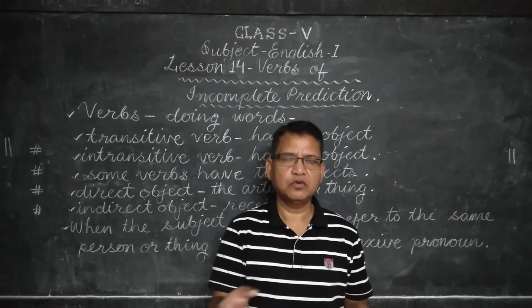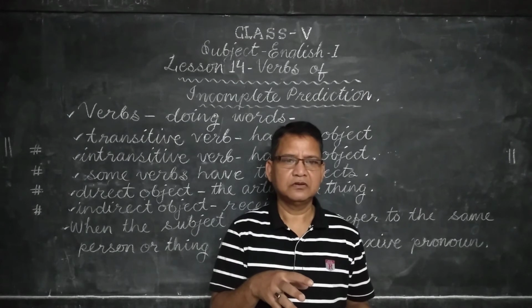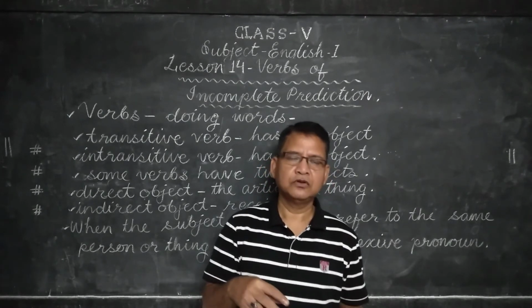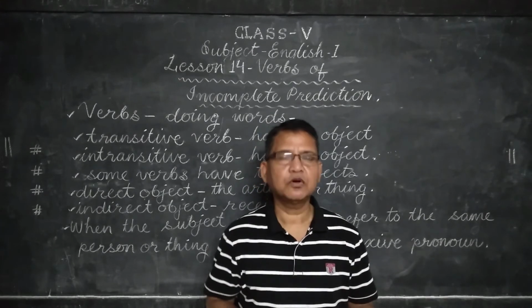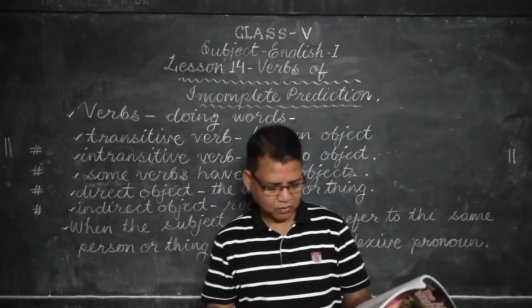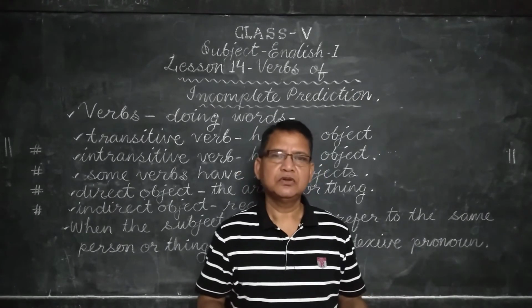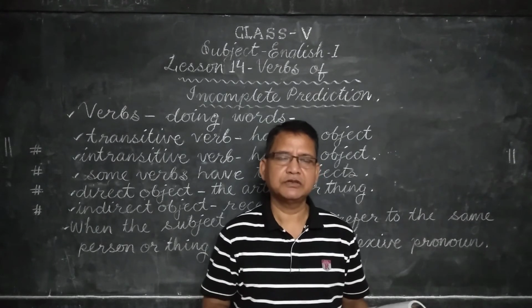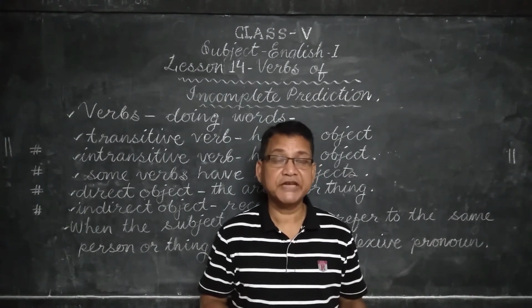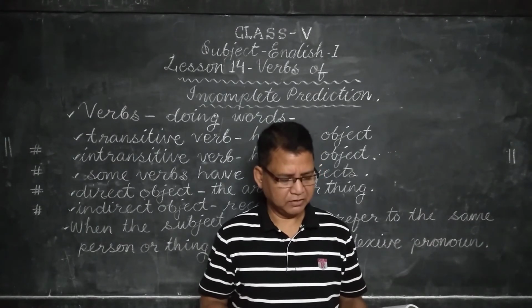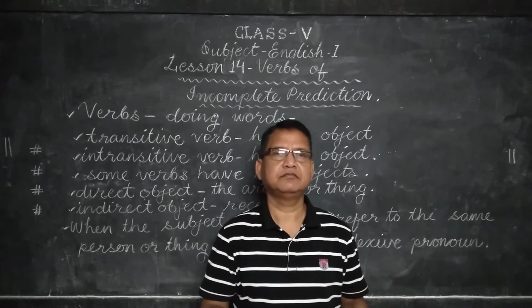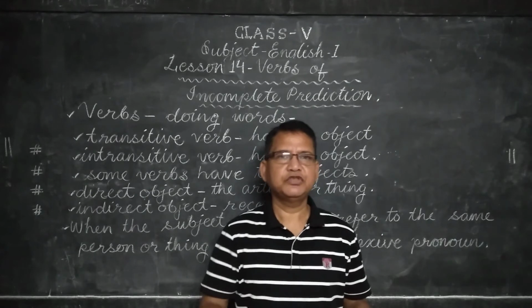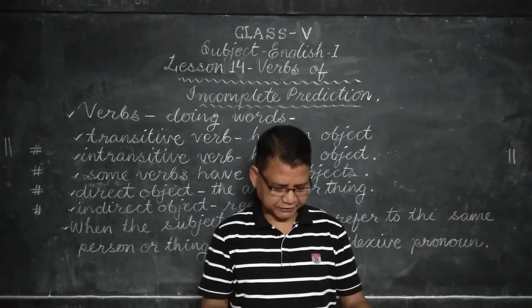When some group of words is added to say more about the subject, it becomes a subject complement. Okay. When some words are added to add more meaning to the subject, it becomes a subject complement. And when some more words are added to tell you more about the object, it is called an object complement. Okay. And what is a complement? The group of words which help the verb. The group of words which help the verb is called a complement.